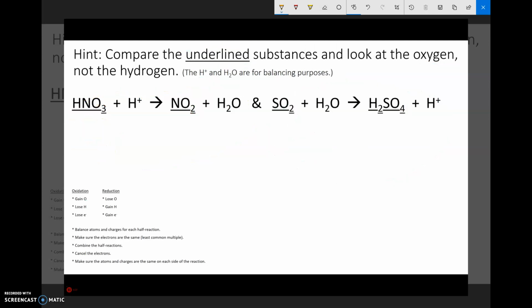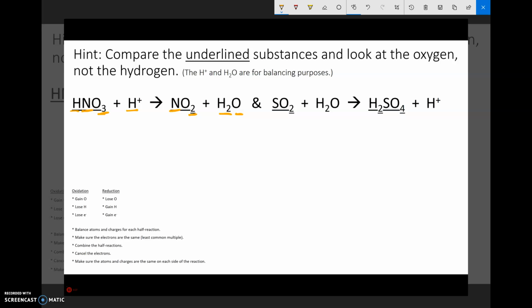Okay, so first thing, balance the atoms and charges for each half reaction. So right here, remember we're going to still skip hydrogen and oxygen to be the very last thing. So right here we have nitrogen, we have 1 and 1. Okay, then we're going to go hydrogen, we have 1 and 2 hydrogen on the reactant side. We have 2 on the product side. Isn't that lovely? We've got 3 oxygen on the reactant side. 2 plus 1 is 3. We have 3 oxygens on the product side.